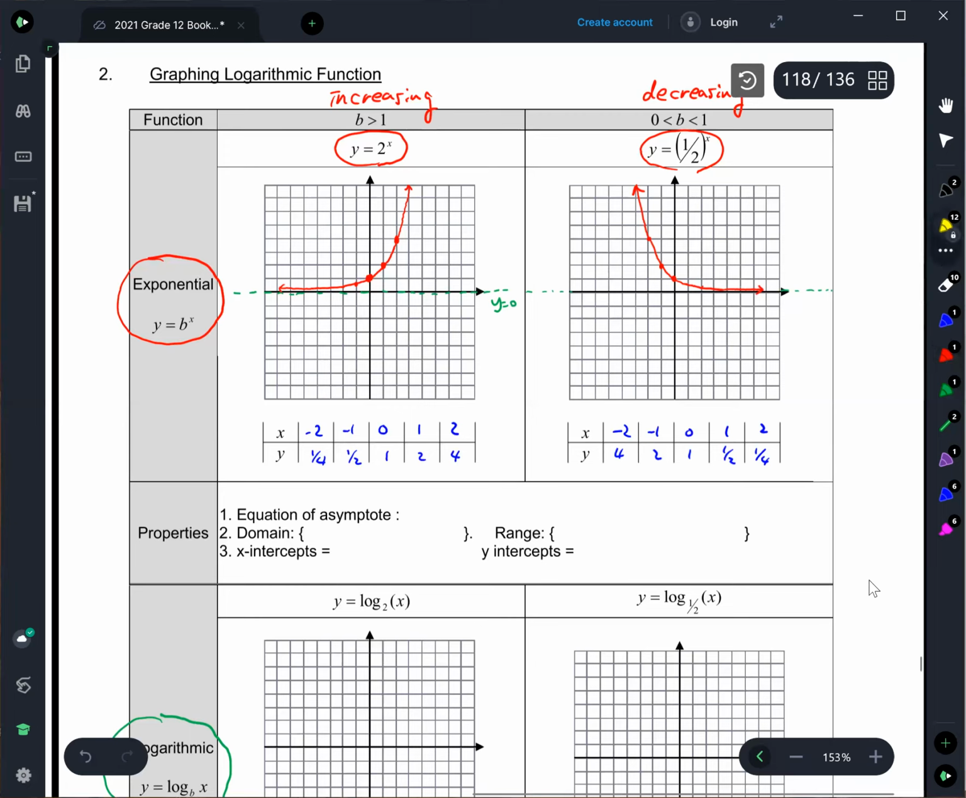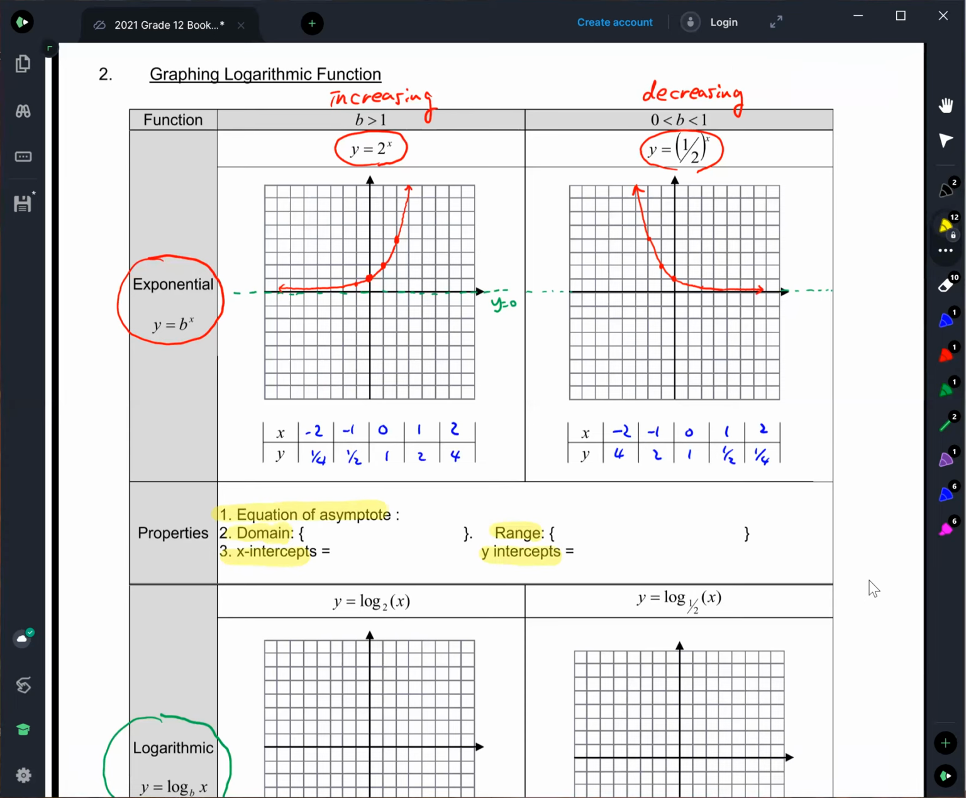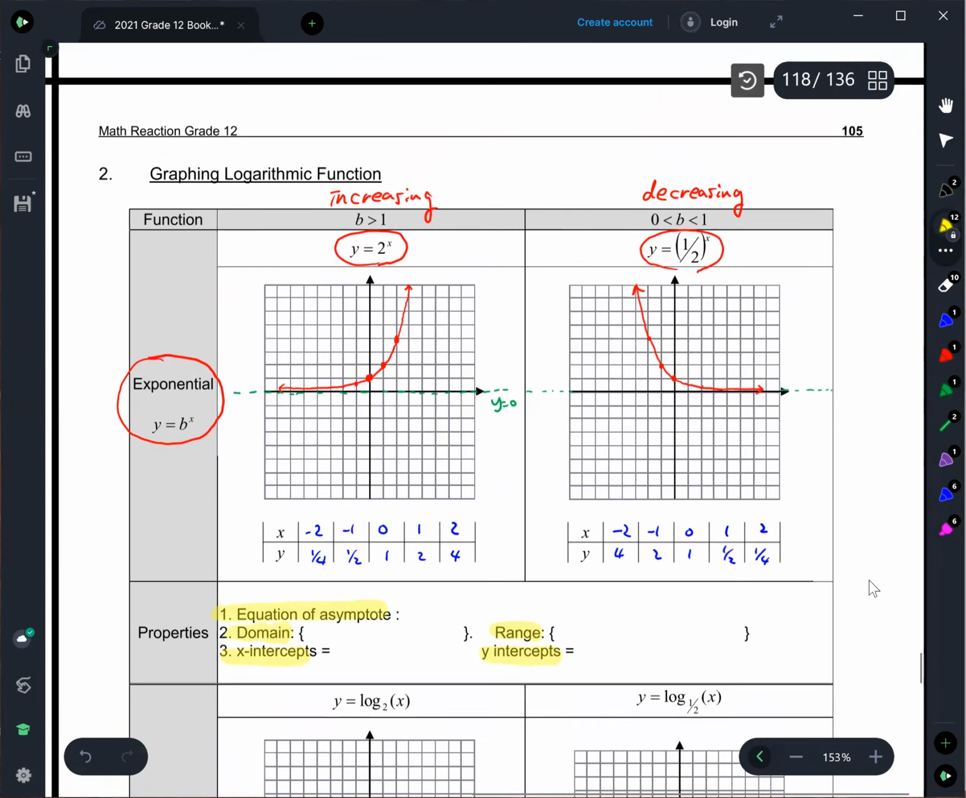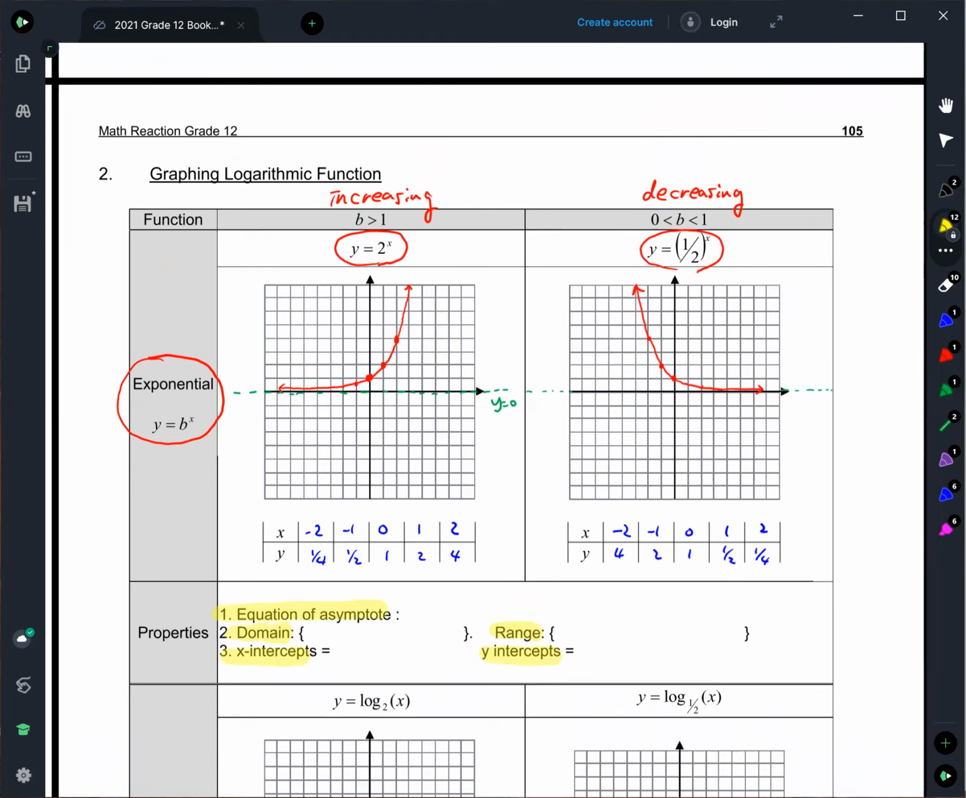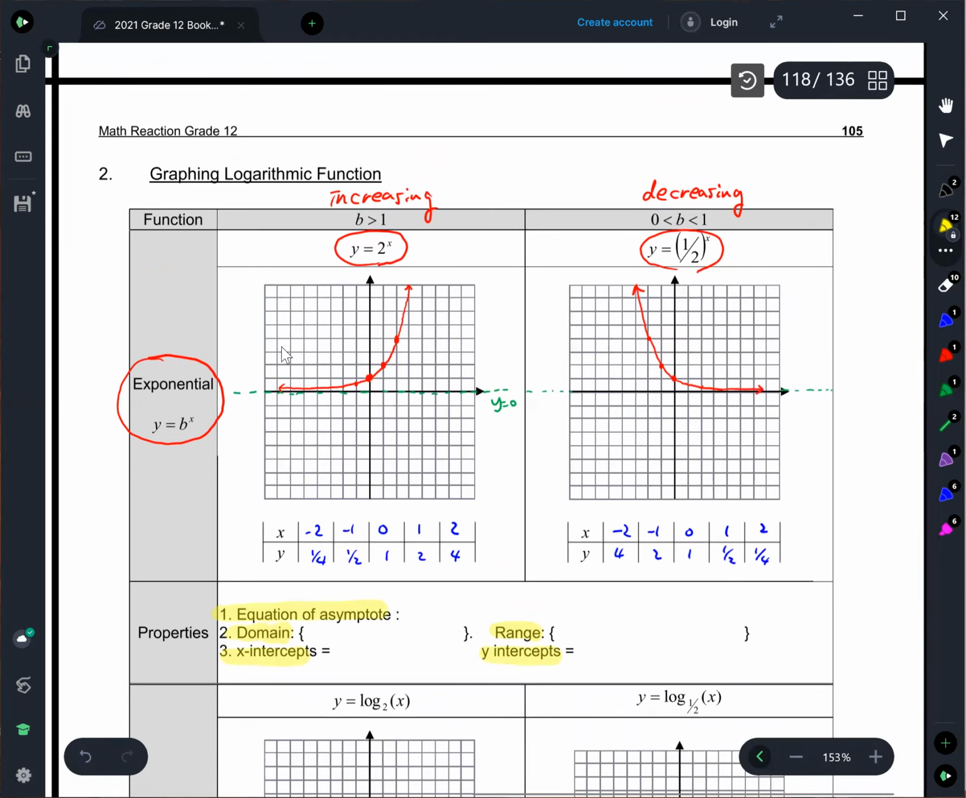Please complete the equation of asymptote, domain, range, x-intercept, y-intercept. Raise your hand when you are done with the chart. Just the top half. If you forgot, you can flip back to the previous page.